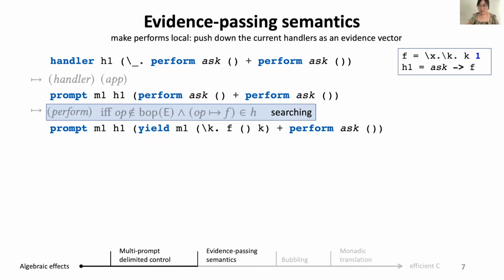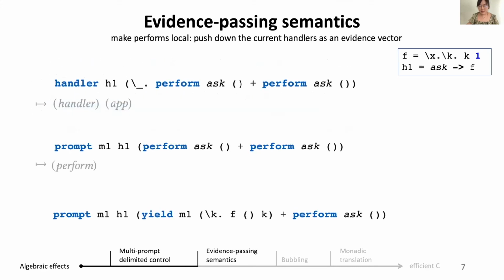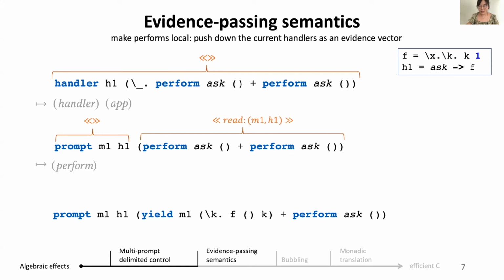First, we avoid searching using evidence passing semantics, where instead of searching for a handler in the evaluation context, we will push down the current handlers as an evidence vector. To illustrate the idea, we need a little bit more space between expressions. Evaluation always starts with an empty evidence vector, but after handler evaluates to prompt, it inserts itself into the evidence vector for the rest of the computation. Now we have an evidence for read.